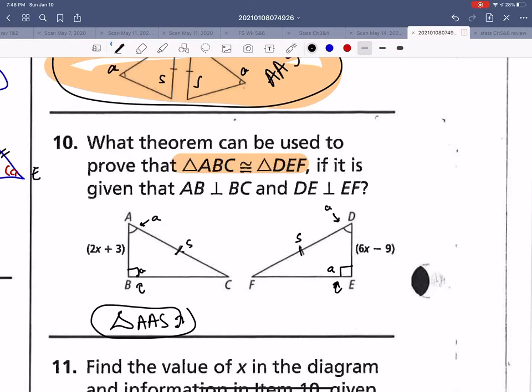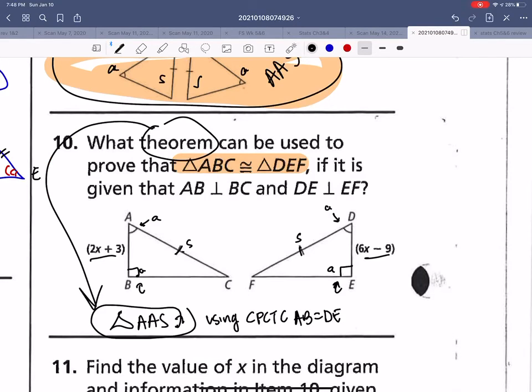Now, using CPCTC, we could set AB equal to DE. So we could say these expressions are equal, solve for X, plug it back in, and solve for the length there. But they just want to know the theorem. Why are they congruent? And it's because the evidence spells angle, angle, side.